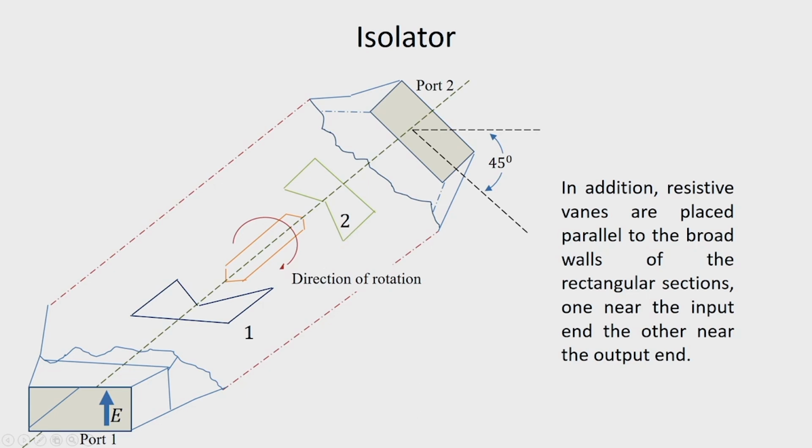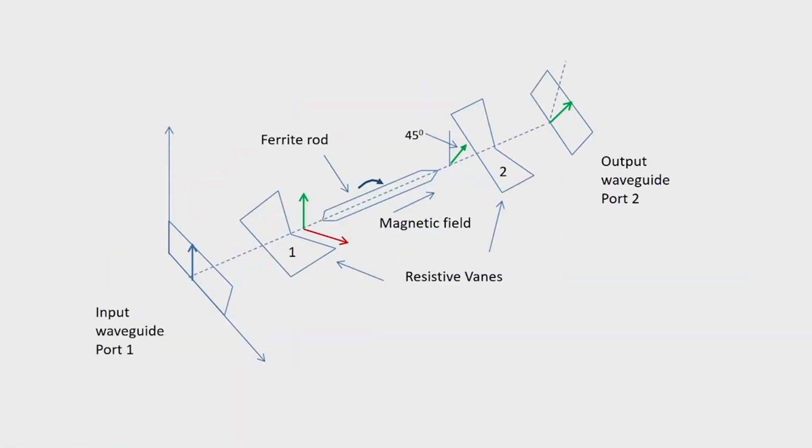Now, let us try to understand how the device shown actually works as an isolator. This is illustrated with the diagram shown in the figure. At the input port, let us suppose this is the polarization of the wave.